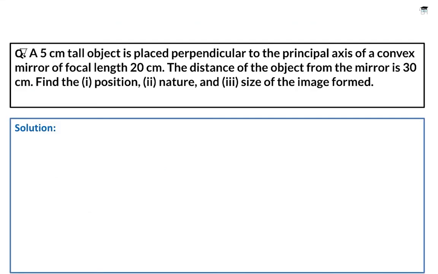Now let's quickly do a question of a convex mirror. A 5 cm tall object is placed perpendicular to the principal axis of a convex mirror of focal length 20 cm.